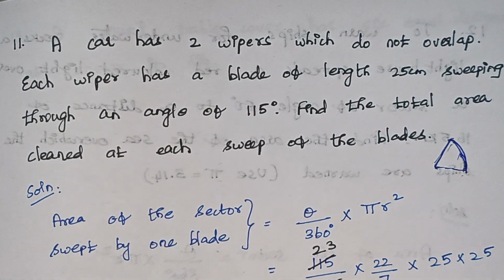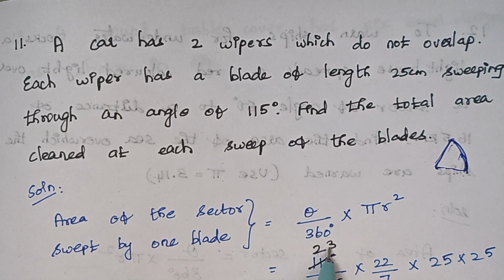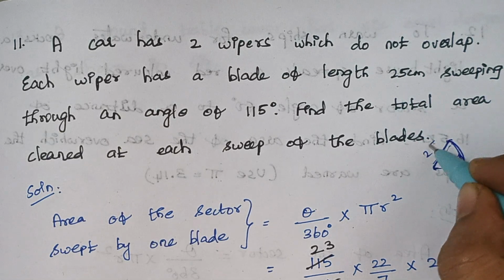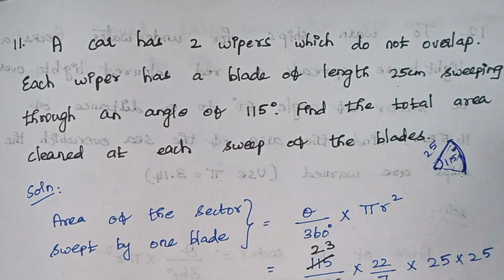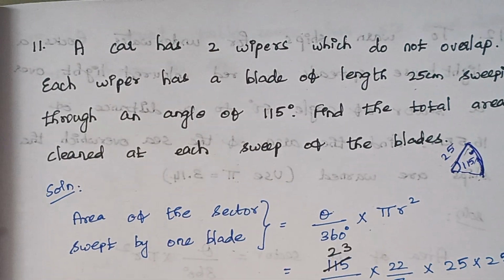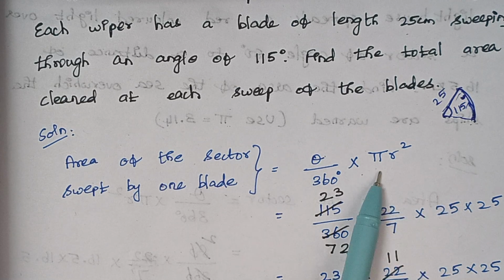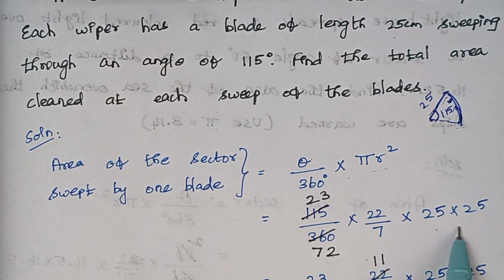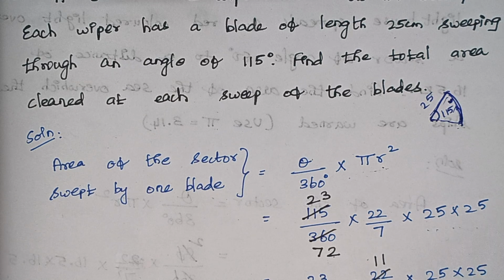So here the area of the sector swept by one blade is again theta by 360 degrees into pi r square. And here you see the length of the blade is 25 centimeters and the respective angle it covers is 115 degrees. So just substitute the values. Theta is 115 divided by 360 into the value of pi, which is 22 by 7. What about r? The r value is 25. Since we have r square, it is 25 into 25.